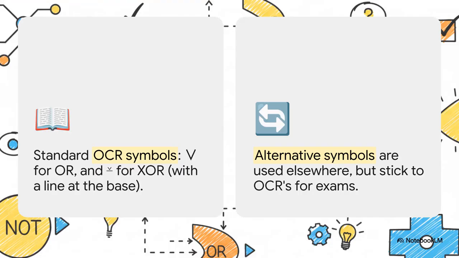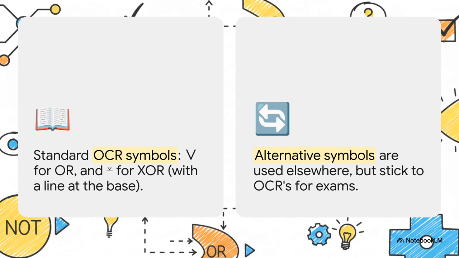Just like before, we've got a side-by-side comparison. The standard OCR symbol for OR is that classic V shape. The OCR symbol for XOR is the exact same V shape, but notice it has a horizontal straight line underneath it. You gotta be incredibly careful not to mix these up.